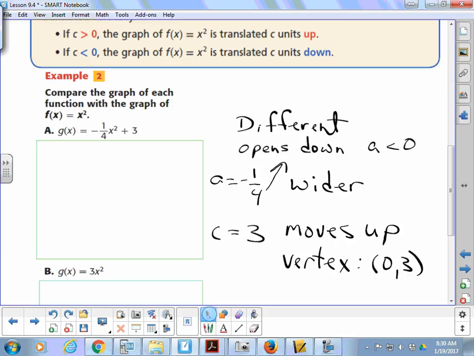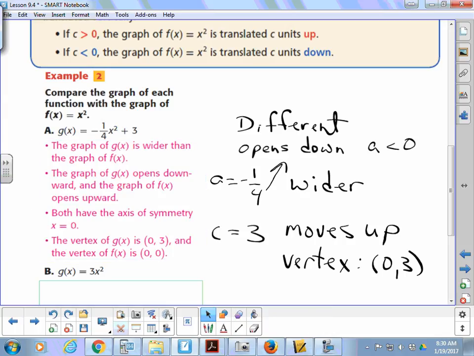Let's see what they have here. Okay, so the graph is wider. The graph opens down where the original one opened up. They both have the same axis of symmetry. We're not going to worry too much about that. It's always going to, but it changes the vertex from 0, 0 to 0, 3. So we're going to talk about those specific things.